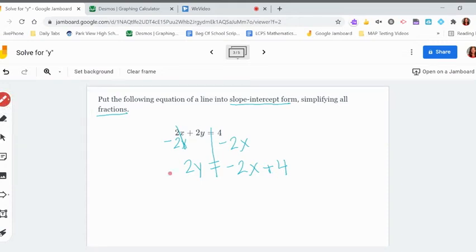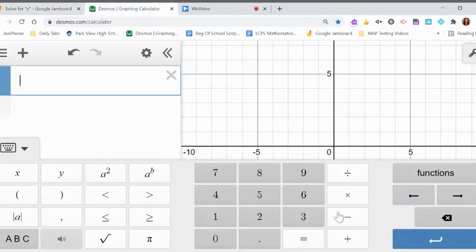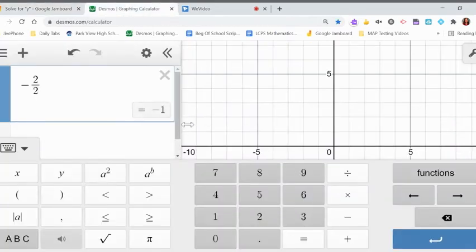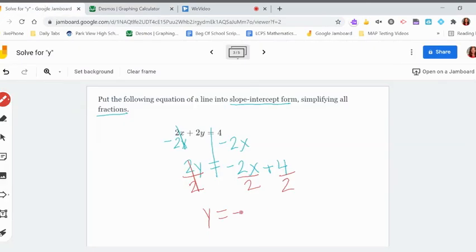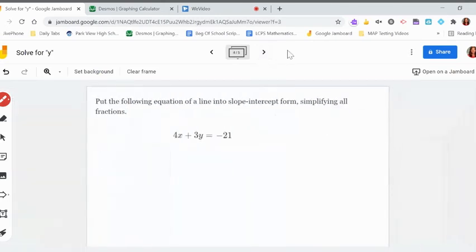Okay, and my last step is going to be dividing everything by 2. 2 divided by 2 cancels. Y equals negative 2 divided by 2 is negative 1, with my x, plus 4 divided by 2. If you need to put that in the calculator, go ahead. 4 divided by 2 is 2. And that is my slope-intercept form. I can see the slope and the y-intercept right there. All right, let's look at one more example together.